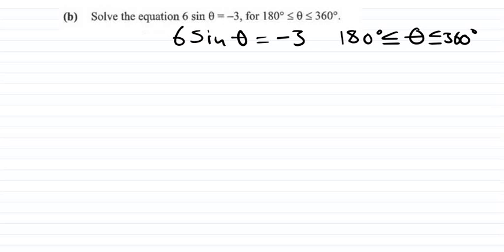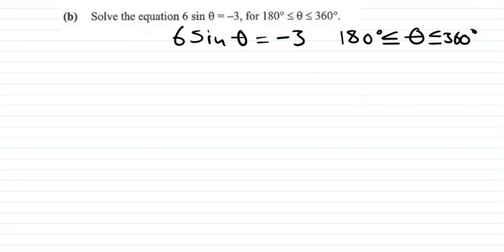Alright, so let's handle this trig question. Solve the equation 6 sine theta is equal to -3. Okay, how do we handle this very basic question? There are just a few things that I want you to understand. Let me first of all make the first step.